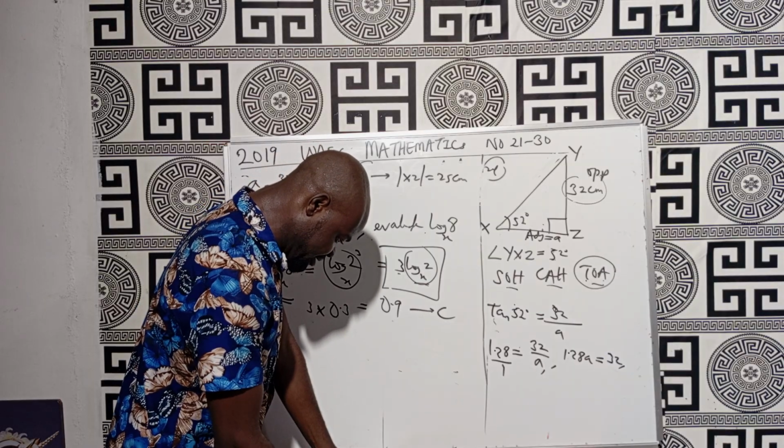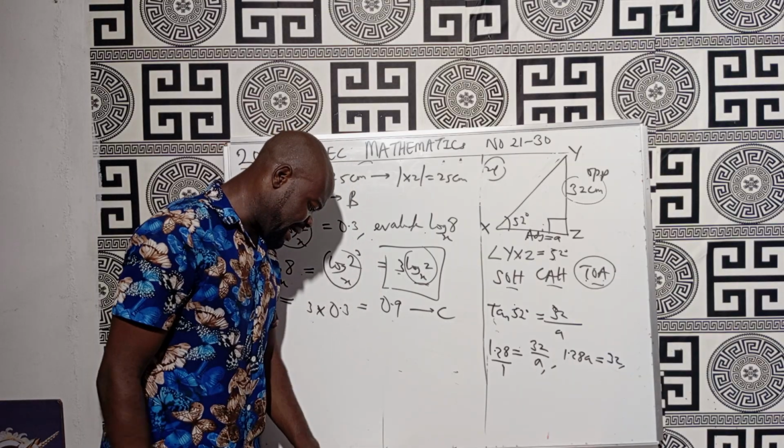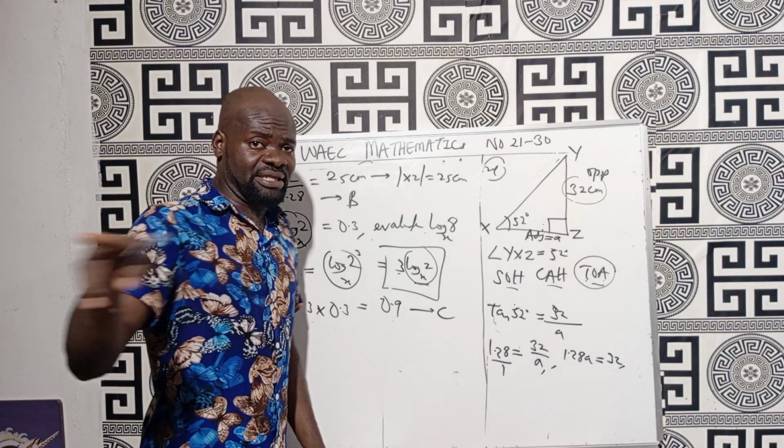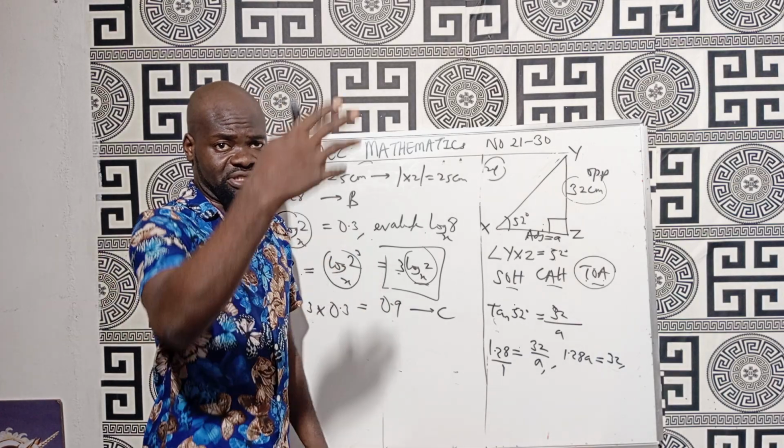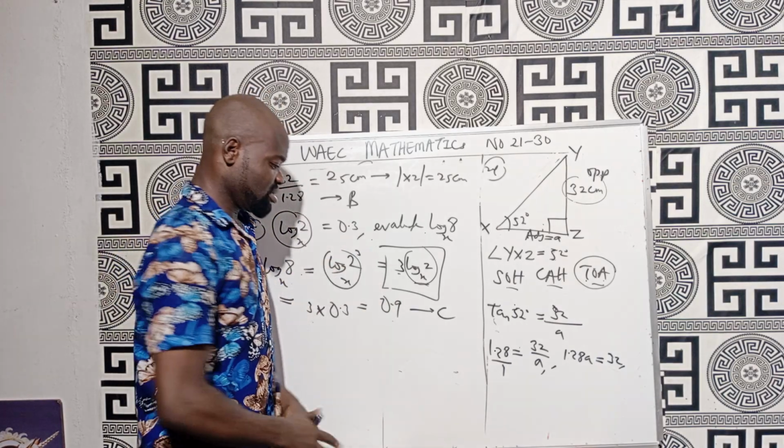Understood? Number 26, an arc. Please make sure you have your own series, or you can just go to Google and check the question so that as I'm doing it, you can see it.